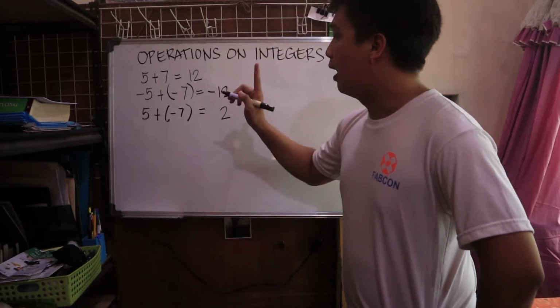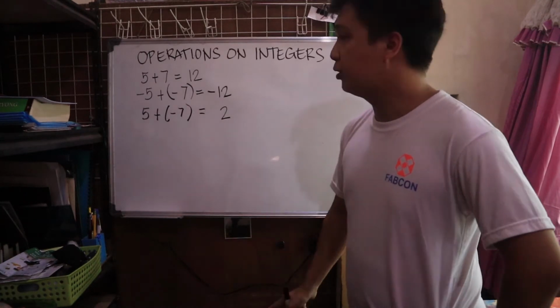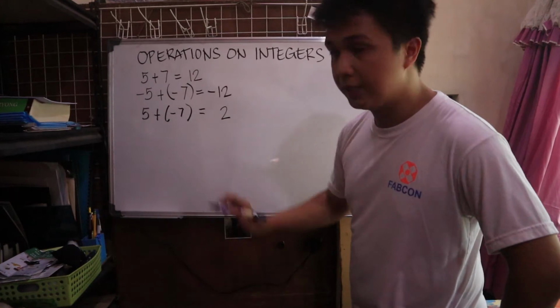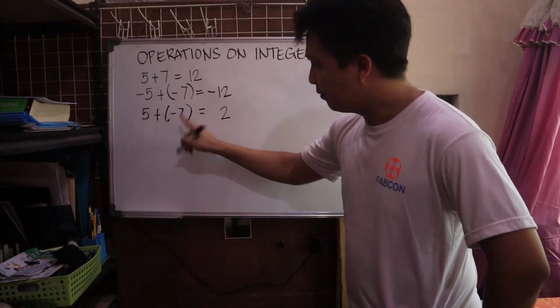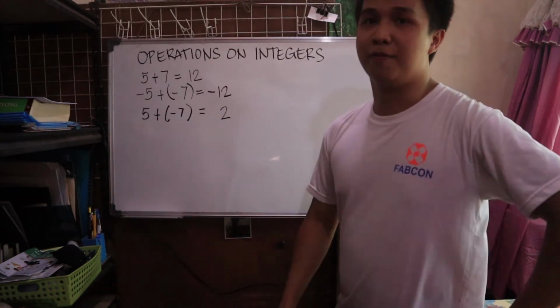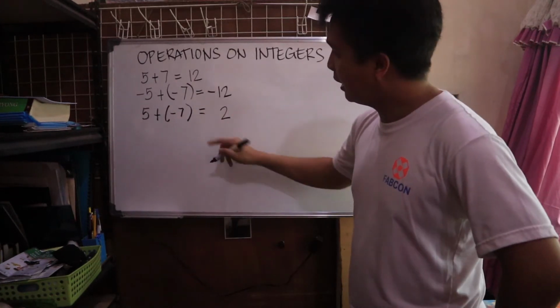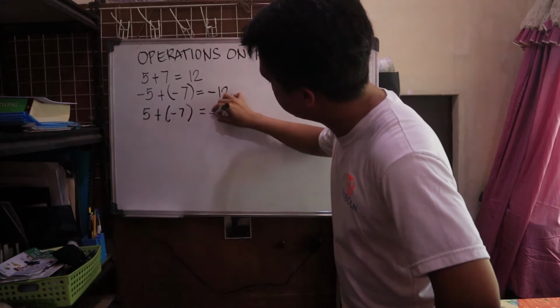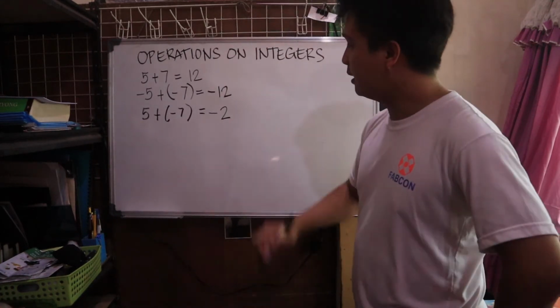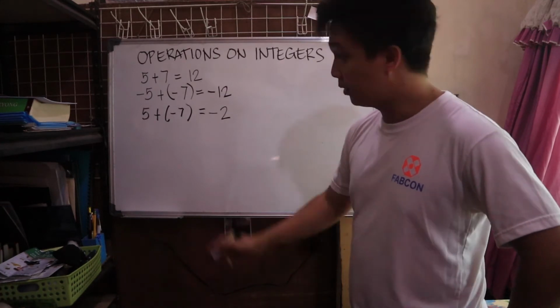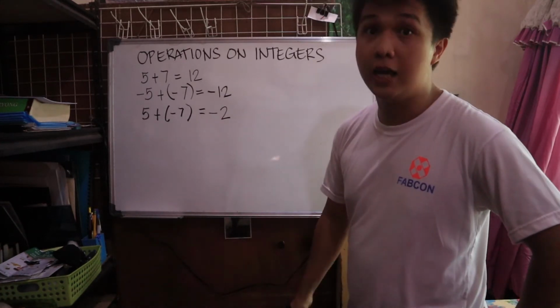So ang atong obrahon is we look for the larger number. So this is 5 and this is 7. Don't mind the sign. Ang mas dako, 7. Very good. So ang 7, ang iyang sign is negative. Ang atong obrahon is i-copy lang ang iyang sign. So the answer is negative 2. Again, 7 minus 5, that's 2. So you copy the sign of the bigger number.